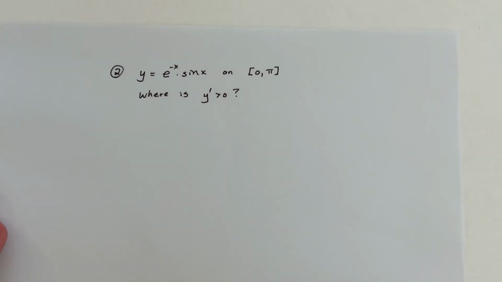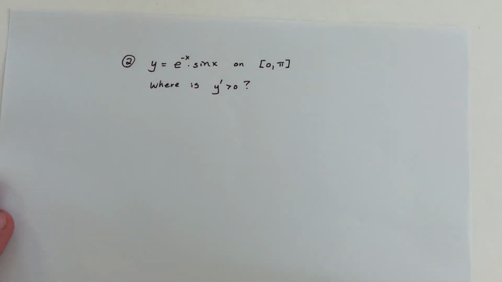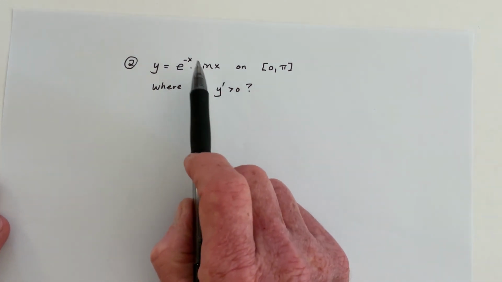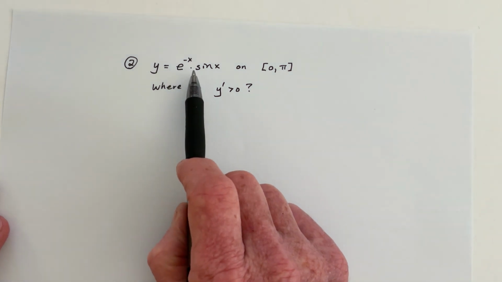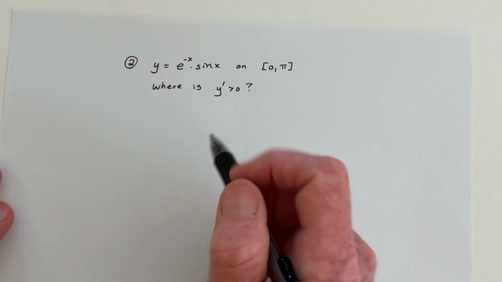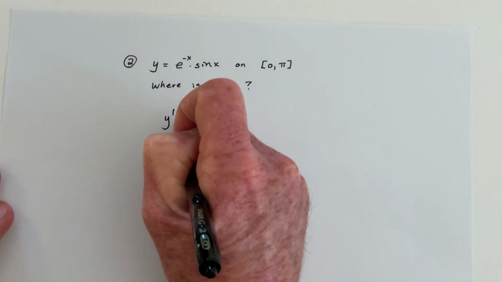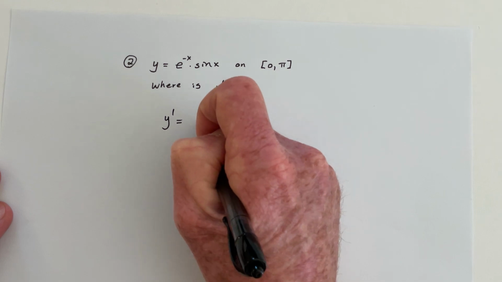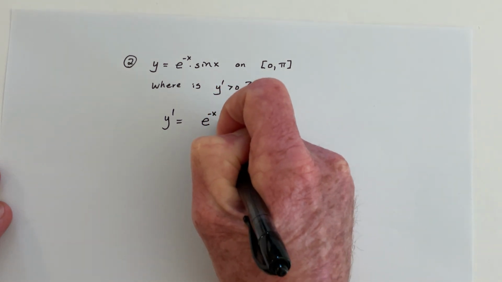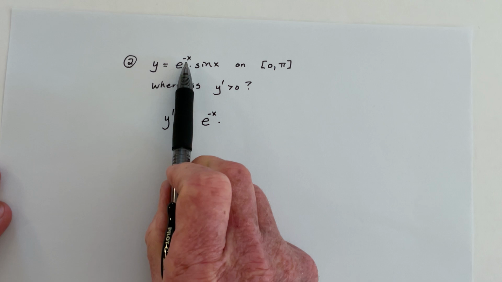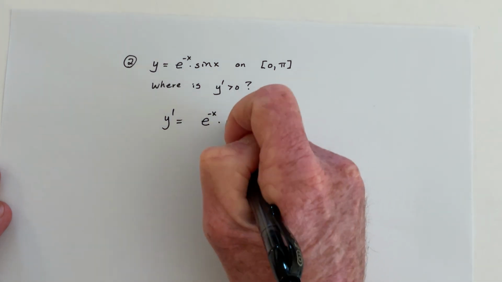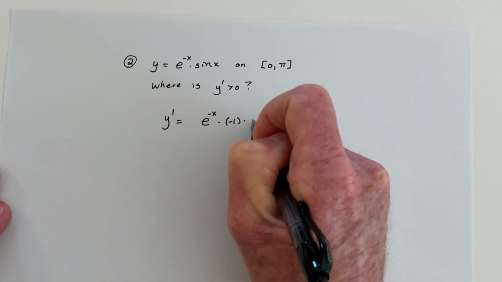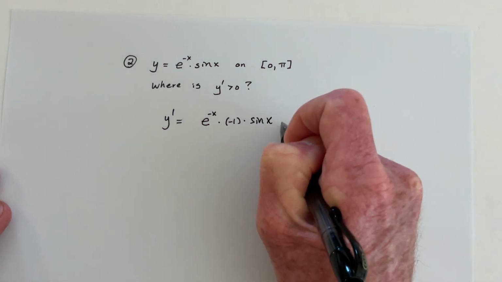All right, let's see what's next. So this is like number 2 on the problem set, where we have not only trigonometry, also the e function. Also, to find the derivative, we need to use the product rule. So the product rule is going to say take the derivative of the e function, which is the e function. And then the chain rule will say take the derivative of negative x, which is a negative 1. And then leave sine alone.